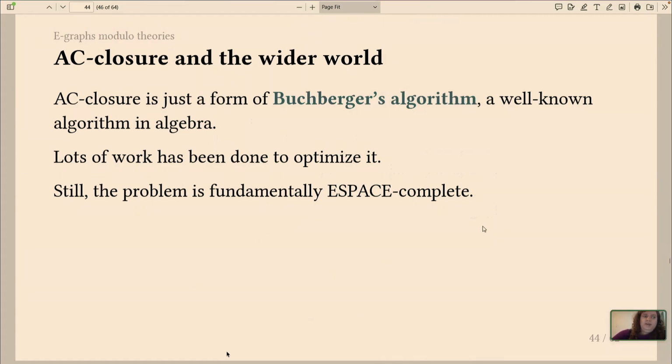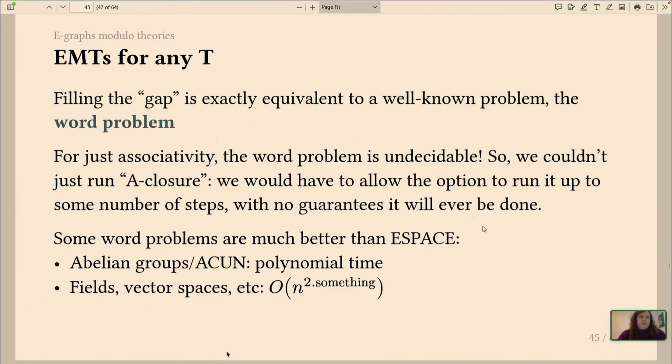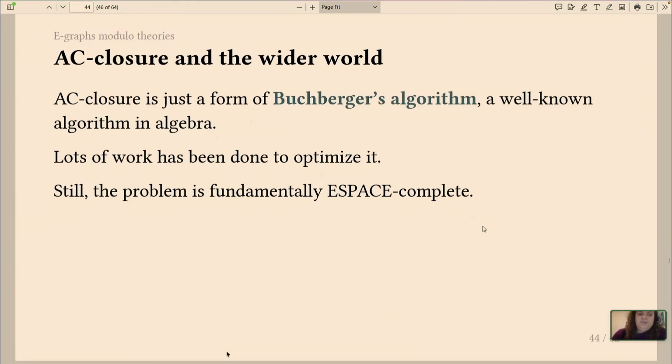So AC closure is just a form of Buchberger's algorithm, a well-known algorithm from computer algebra. Lots of work has been done to optimize it, but unfortunately, the problem is fundamentally E-space complete. So solving this gap, as I put it, there's no magic wand to solve it. You still need to solve a hard problem in the sense that it is E-space complete. Obviously, we hope that we can do it fast enough in practice.